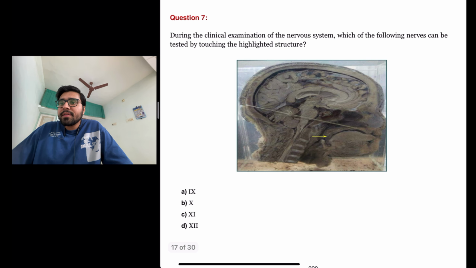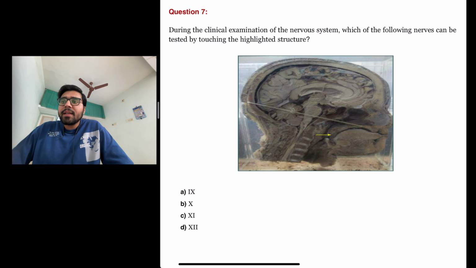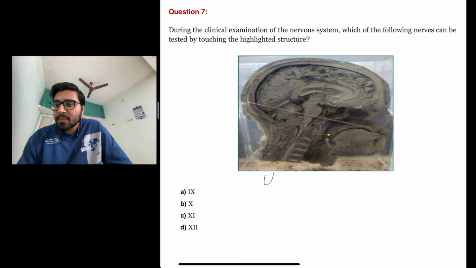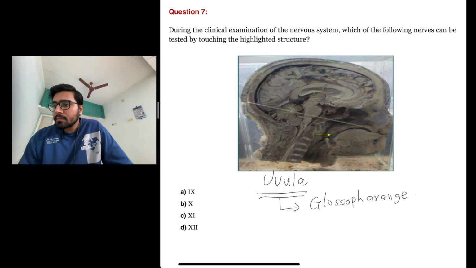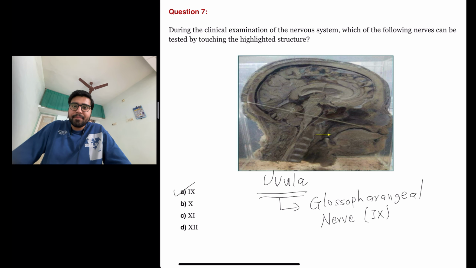The next question is: during the clinical examination of the nervous system, which of the following nerves can be tested by touching the highlighted structure? So the highlighted structure in this head and neck cross section is the uvula, and the uvula is supplied by the glossopharyngeal nerve, which is the ninth cranial nerve. So the answer here is A.